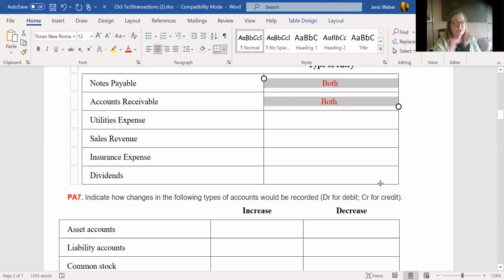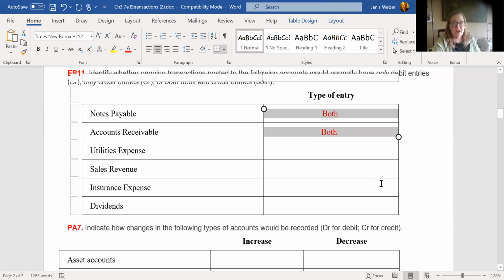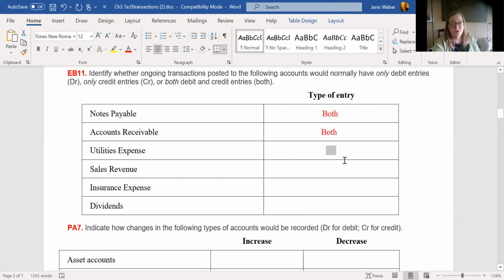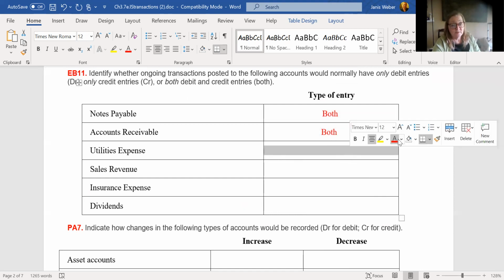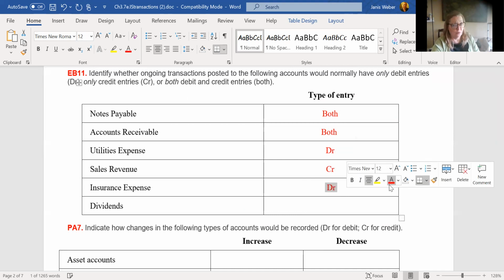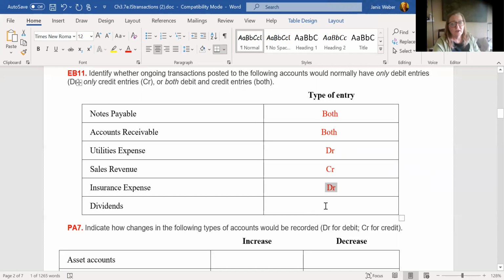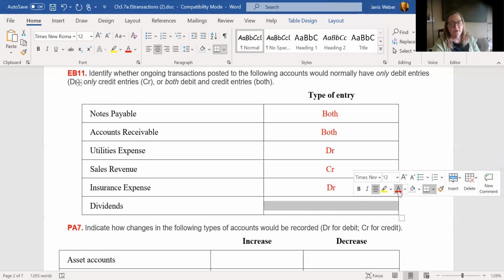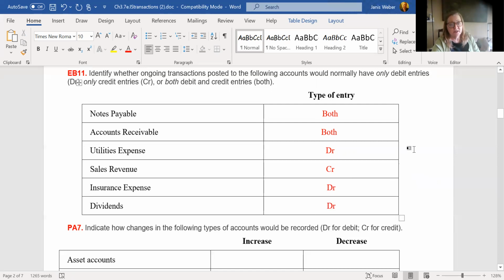Okay. Utilities expense. Normally, you would never have a credit to a utility expense. It would be a debit every time because you don't normally reverse your expense entries. Same thing with sales revenue. You don't normally reverse those. It's not like accounts receivable and accounts payable. Insurance expense. Normally, you record the expenses and then you record some more expenses. So you don't have a lot of entries going both ways in that. Dividend, same thing. You record that as a debit and you don't normally ever record a credit to dividends.